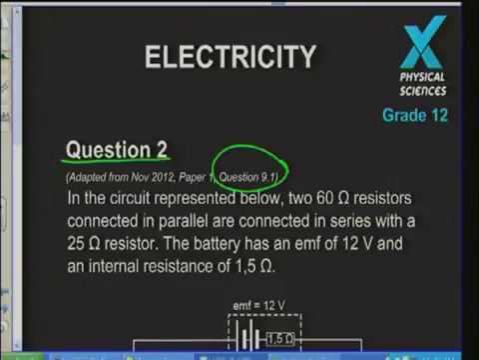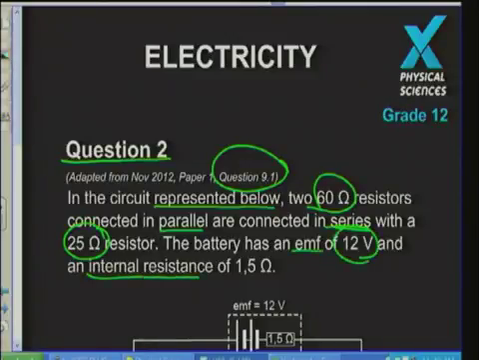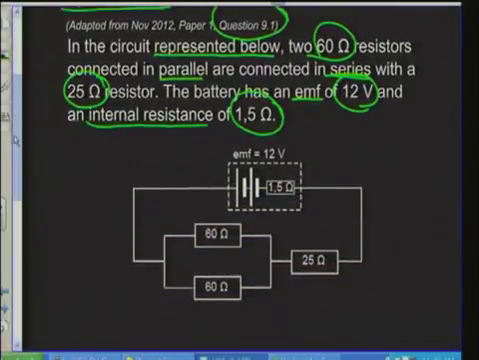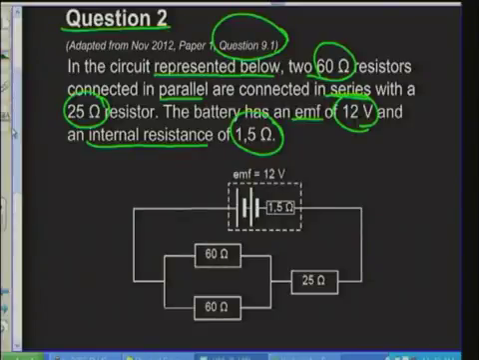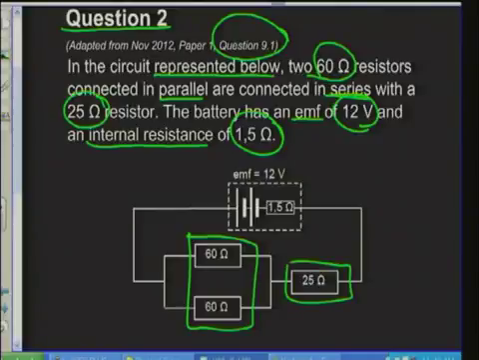It says here, in the circuit represented below, two 60 ohm resistors are connected in parallel, and they are also connected in series with another resistor. This other resistor is 25 ohms. The battery has an EMF of 12 volts, and the internal resistance of the battery is 1.5 ohms. Now here is the circuit diagram that they are talking about. There is the parallel connection, there is the series connection. You also have your internal resistance there.